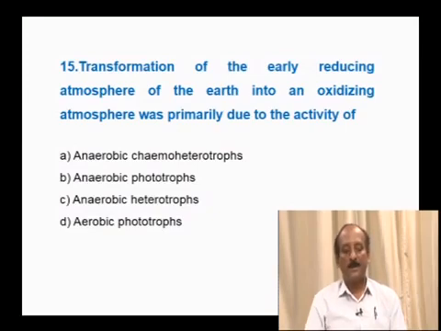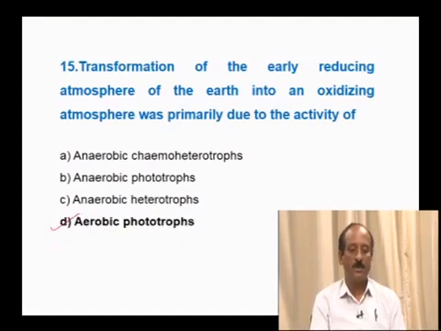See, the earlier atmosphere was reducing due to the lack of molecular oxygen, but the present day atmosphere is oxidizing due to the presence of molecular oxygen. That is mainly because of the aerobic phototrophs, which release oxygen during photosynthesis. Hence, aerobic phototrophs is the correct answer for this question.